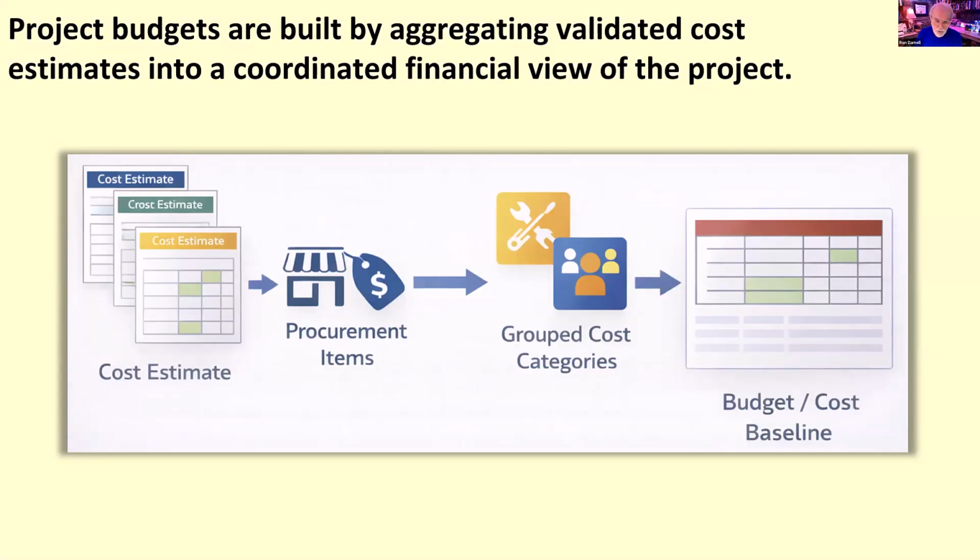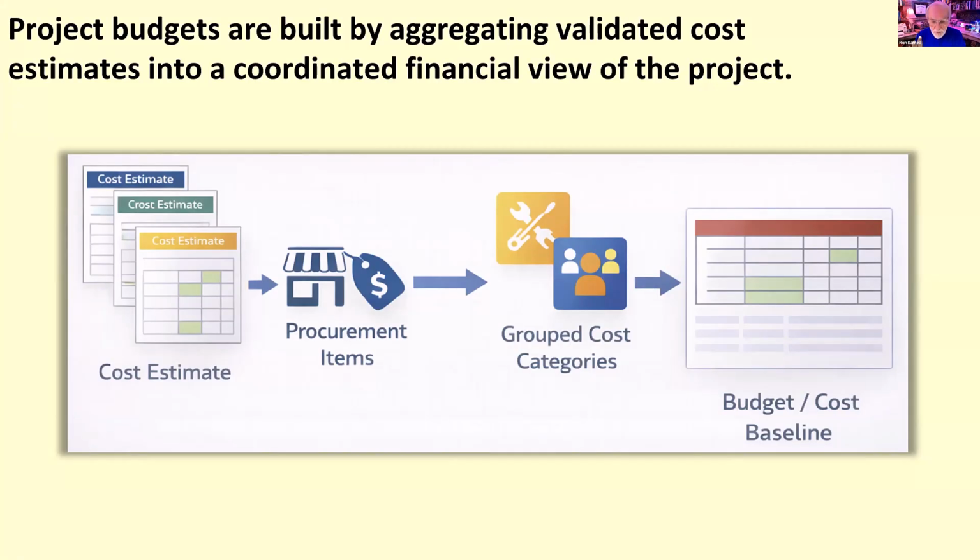This aggregation process helps reveal whether the project estimates work together realistically. A project may have reasonable individual estimates, but when those estimates are viewed together, issues can emerge. The total may exceed expectations. The timing may create funding strain or constraints, or assumptions across estimates may not align. Budget development helps expose those issues before execution begins.